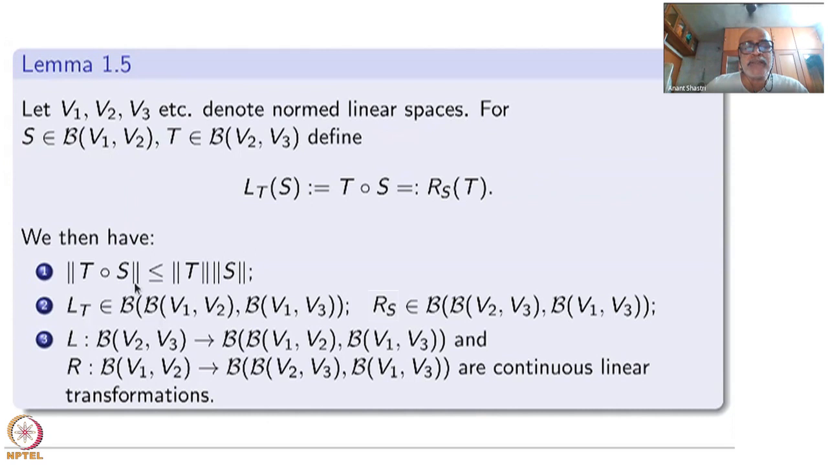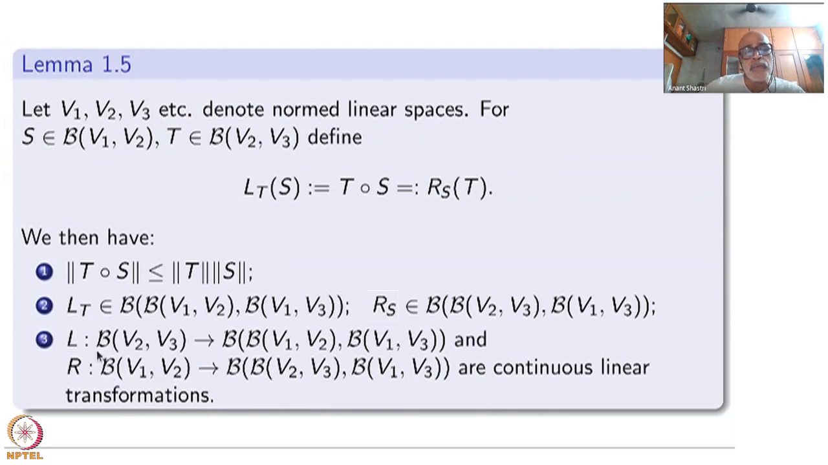Norm of T composite S is less than or equal to norm T into norm S. This is a very fundamental property which makes the normed linear space into what is called a normed algebra. Okay. Now L_T is again a bounded linear map from B(V2, V3) to B(V1, V3). Similarly, R_T is the bounded linear map from B(V2, V3) to B(V1, V3). Okay, they are bounded linear maps because you keep using this one inequality, inequality one. This inequality one will tell you that.